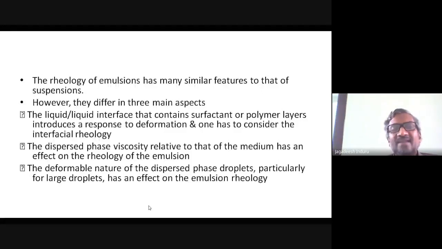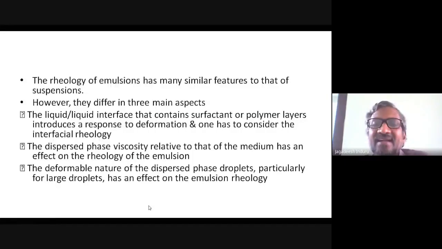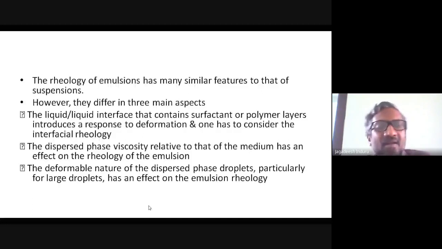The rheological equipment applied there is also applied here, but we are going to have a specificity here with respect to rheology, because the liquid-liquid interface that contains surfactant or a polymer layer introduces a response to deformation, and one has to consider the interfacial rheology when compared to our individual continuous phase and dispersed phase. Because it is a two-phase system, a third one is very critical, which is the interface. That is going to impact your rheology.